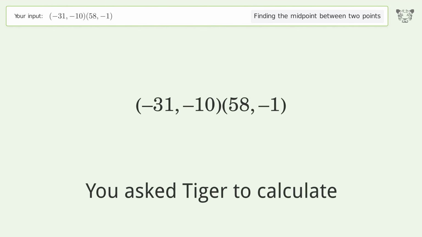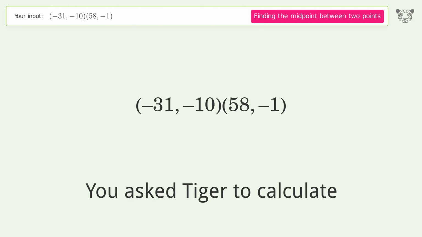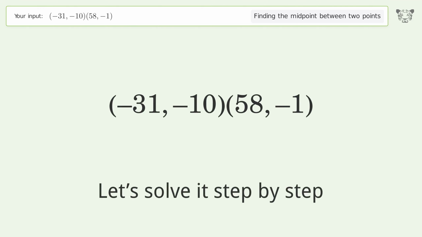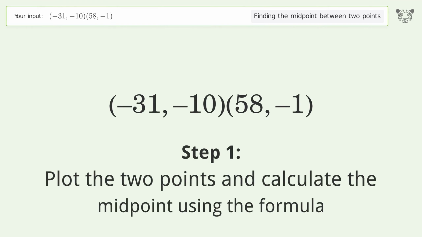You ask Tiger to calculate. This deals with finding the midpoint between 2 points. The midpoint between the 2 points is 13.5, negative 5.5. Let's solve it step by step. Plot the 2 points and calculate the midpoint using the formula.